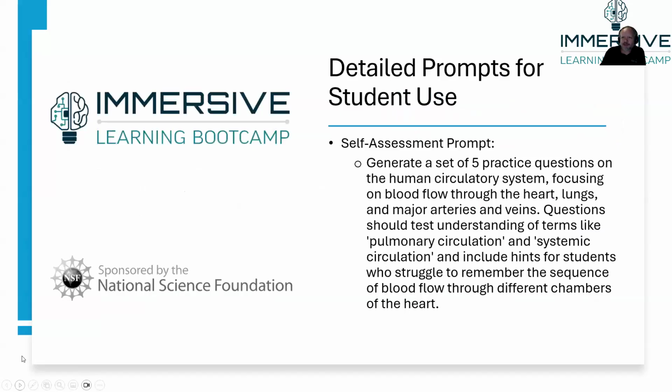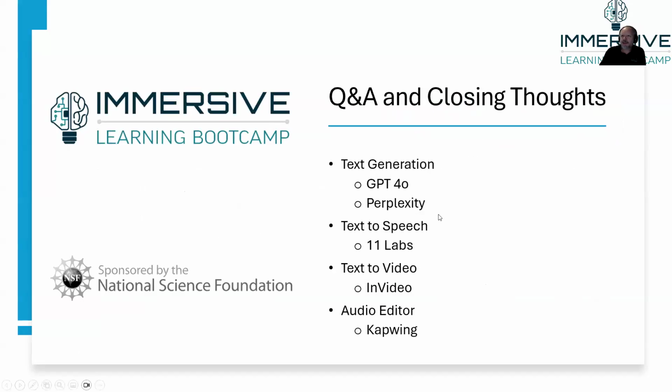And another way is for them to use it as a practice tool. So generate a question set that they can go through and that helps them understand specific concepts. This is looking at pulmonary circulation and systemic circulation, so anatomy and physiology. And then these are the AIs that I used to do this.